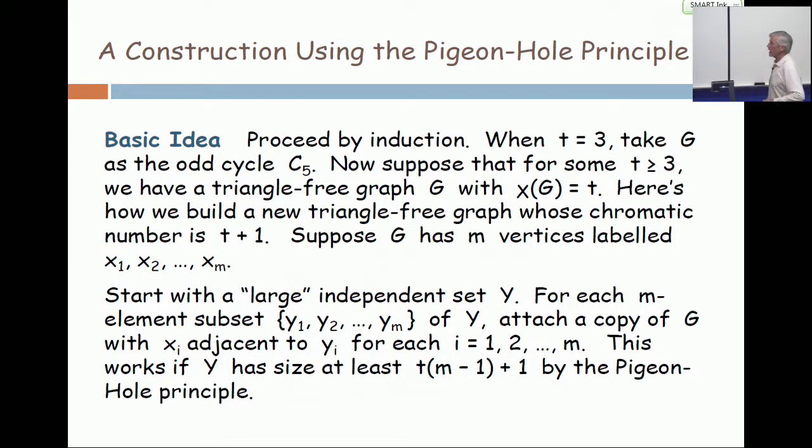All right, now here's what you do next. Out of the independent set, pick up a subset of size M, the same size as the little graph that you started with. So I pick up 1, pick up 2, 3, 4, 5, up to M vertices. Now, I then attach a copy of my graph, G, to that independent set. The first vertex in the subset to the first vertex in the graph, the second one in the set, etc. Let's draw that here on the doc cam just to make sure that that idea is clear.